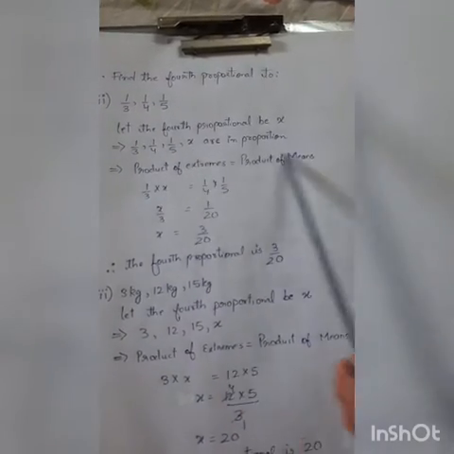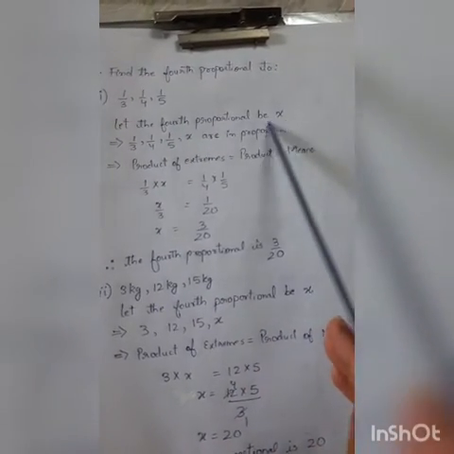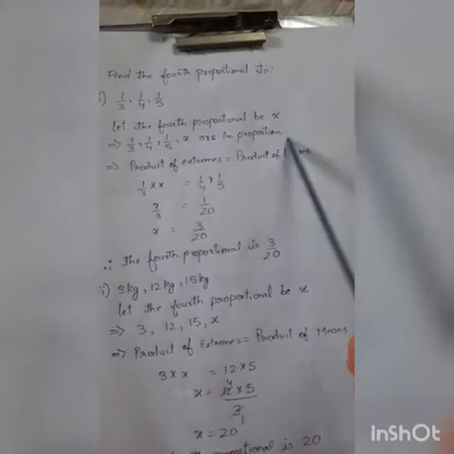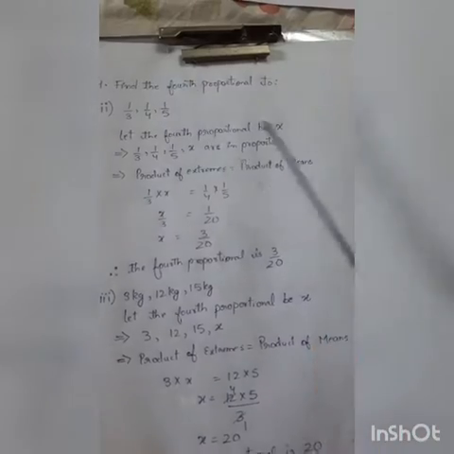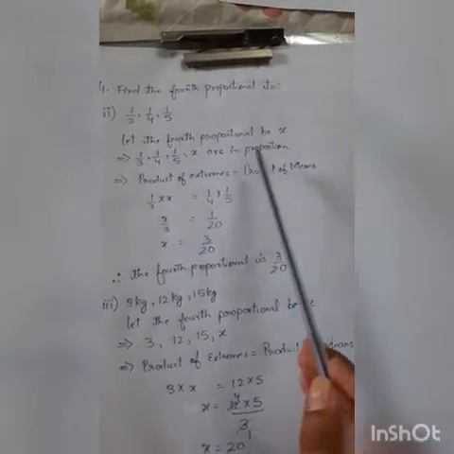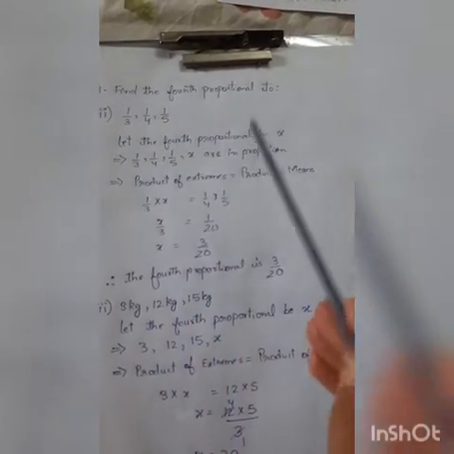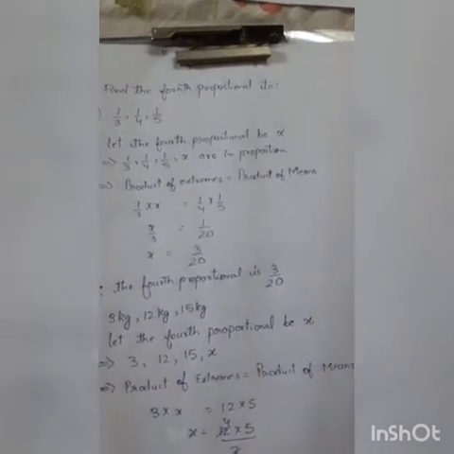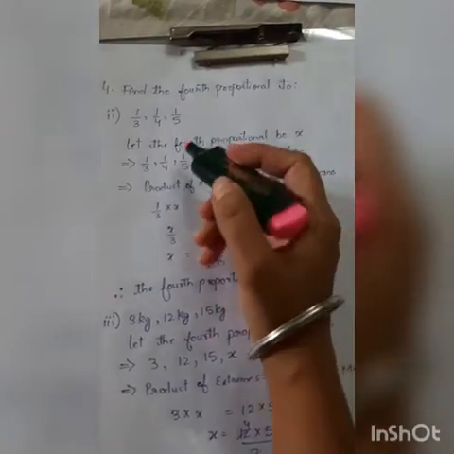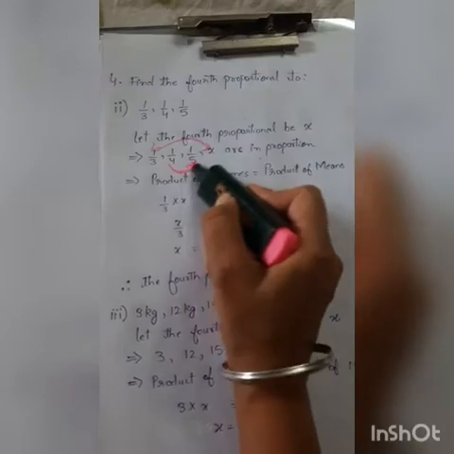The four terms are in proportion. This along with the fourth term are in proportion because the fourth term we have to find. We are assuming that as x. ये proportion में होंगे क्योंकि fourth proportional निकालना है. It means if we are finding that number, it will be in proportion with all this. So because we are saying that let the fourth proportional be x, this along with the fourth, they are in proportion. Because they are in proportion, we can say that the product of extremes is equal to the product of means.